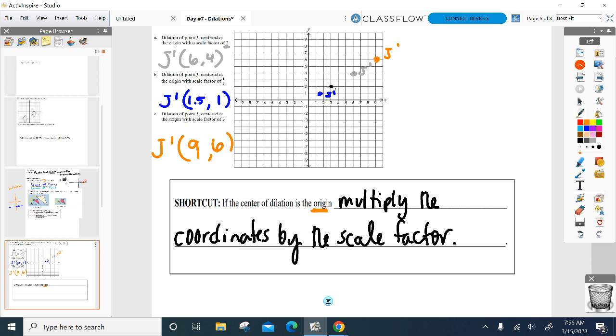Okay? But again, I can't stress this enough. And I was nervous giving you this shortcut. You can only use it if you're dilating around the origin. What if you're not dilating around the origin? We got to do slope again. Okay, we got to do slope.